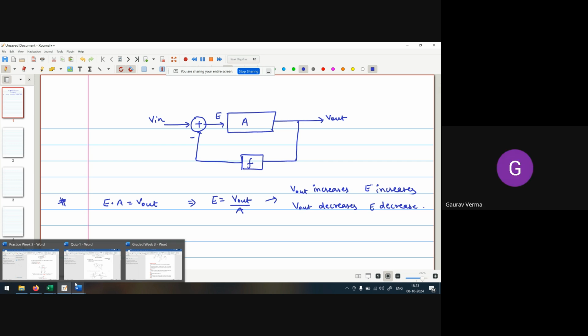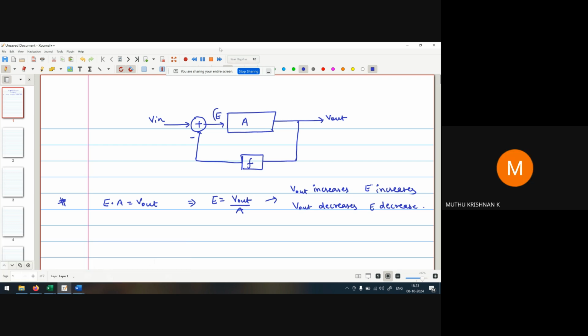Not understood, sir. Sir, in lectures, sir, the professor has something about the output, right? Basically, actually, I just tell you the two particular things. E is basically also equal to V in, that signal that is coming, and the feedback signal that is coming. The subtraction of these two is the E. Okay. So yes, V in minus F times V out.